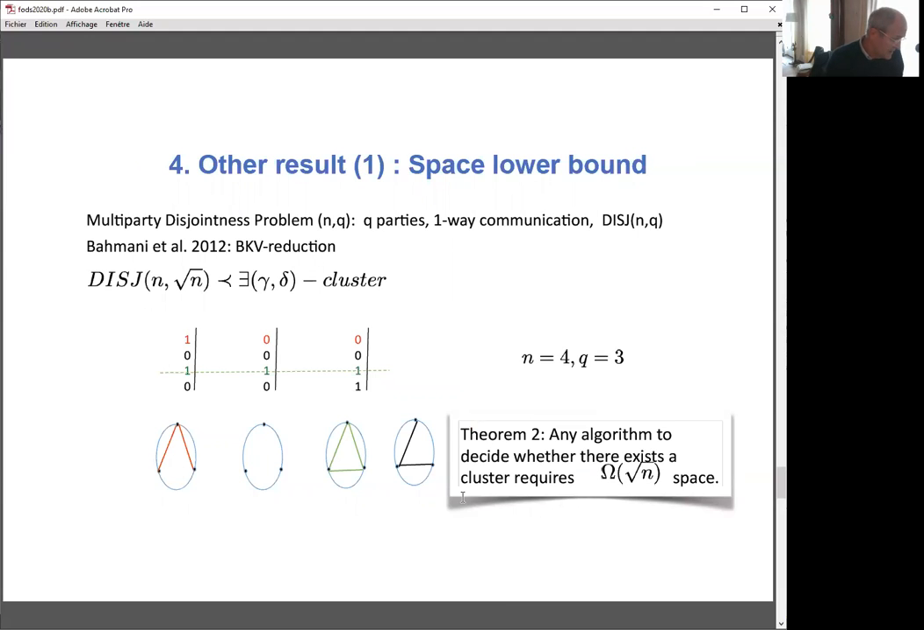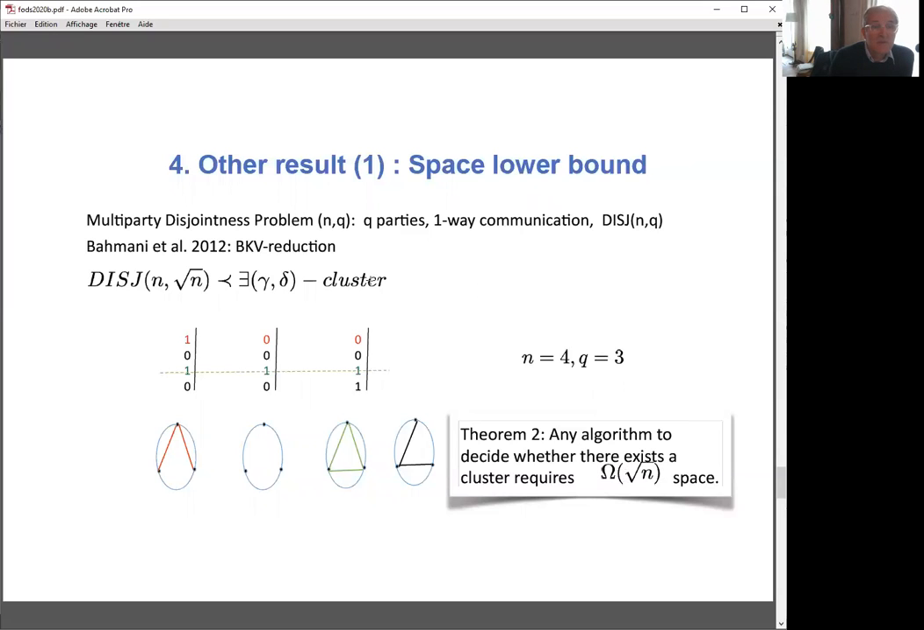Okay, so there will be some other results. First of all, we will show a lower bound on the space. So for example, we're going to show that we need square root of n. Square root of n is necessary. And our algorithm uses square root of n log n, so it's not so bad.